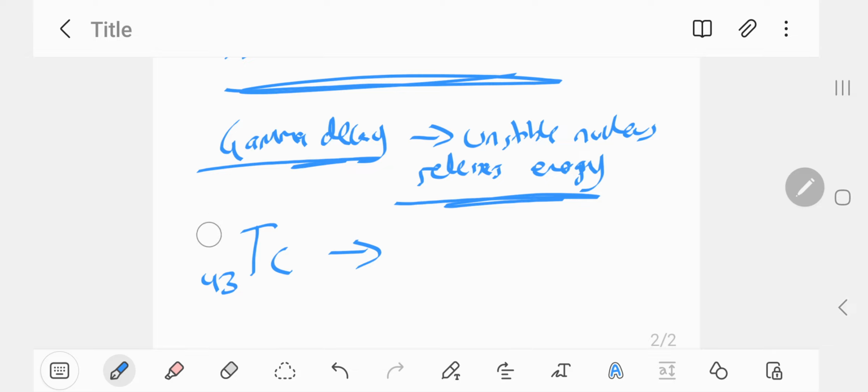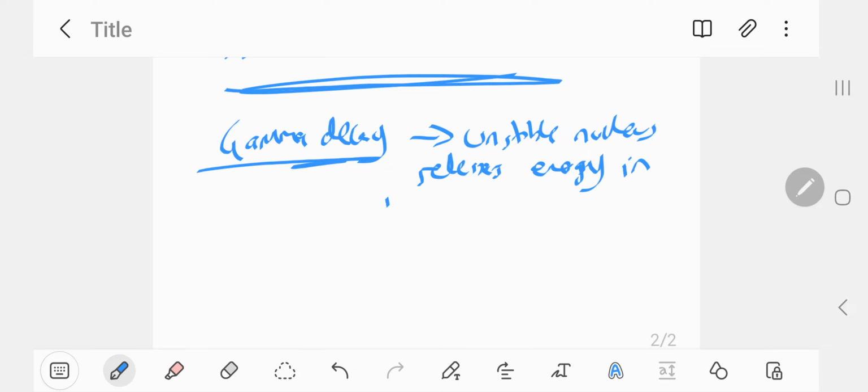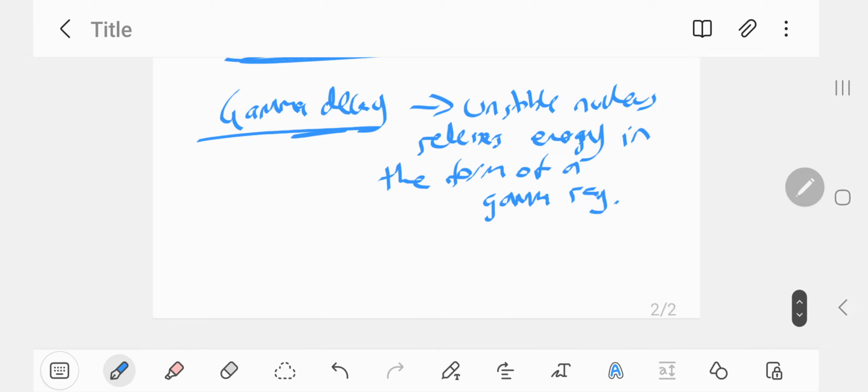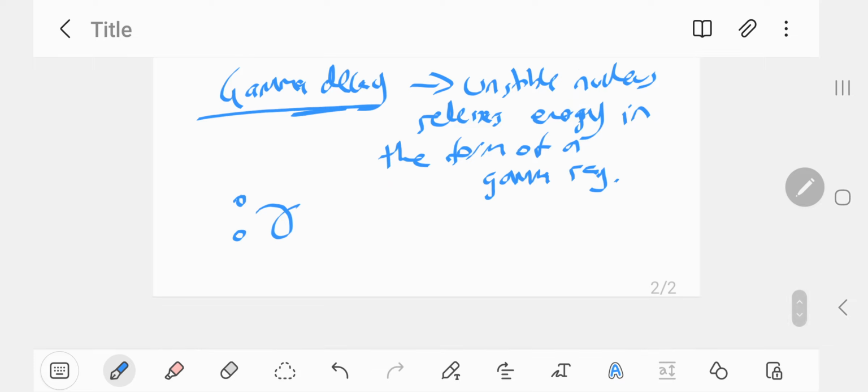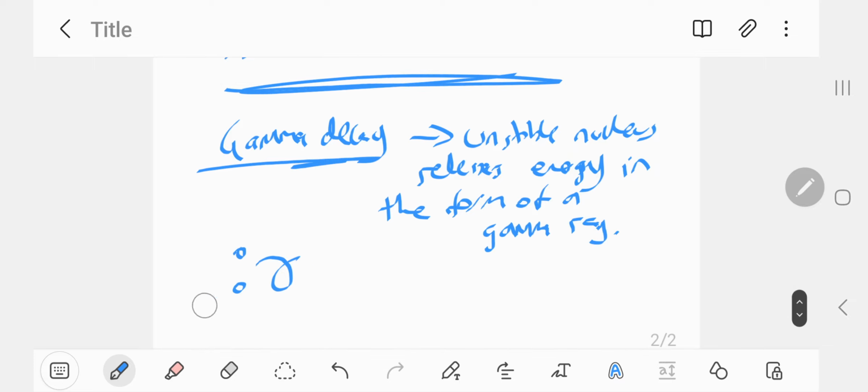Oh, before that, actually, I should mention that a gamma releases energy in the form of a gamma ray. Now, if you think back to the electromagnetic spectrum, a gamma ray is a high energy form of light. It's given the symbol gamma: alpha, beta, gamma. Gamma is the third letter of the Greek alphabet. It's got no charge, no mass, no atomic number. So that's how you write it. Okay, it's very simple.